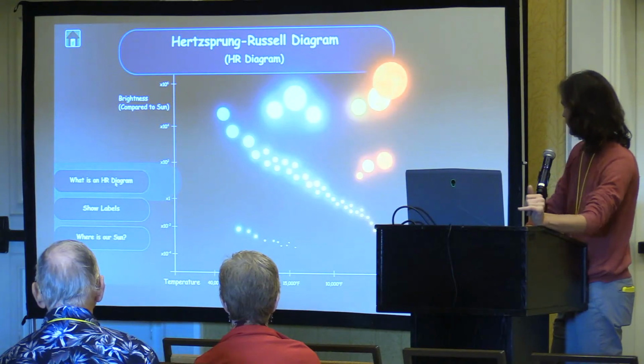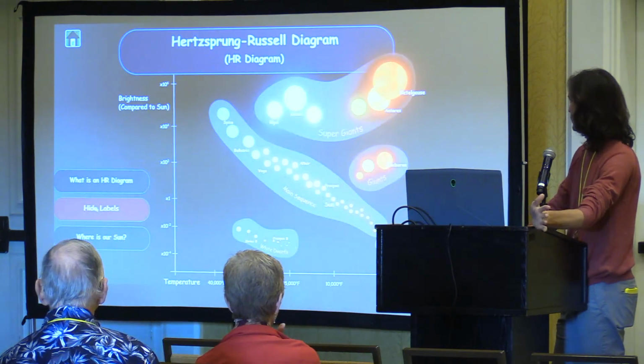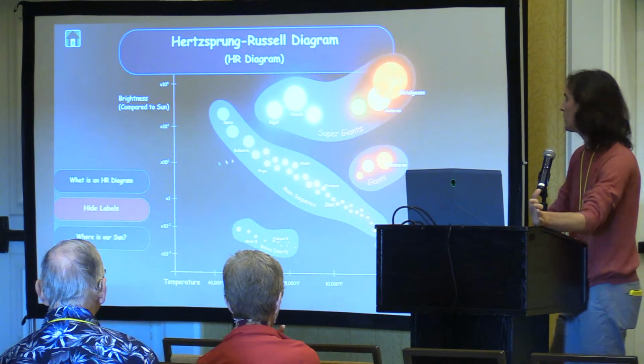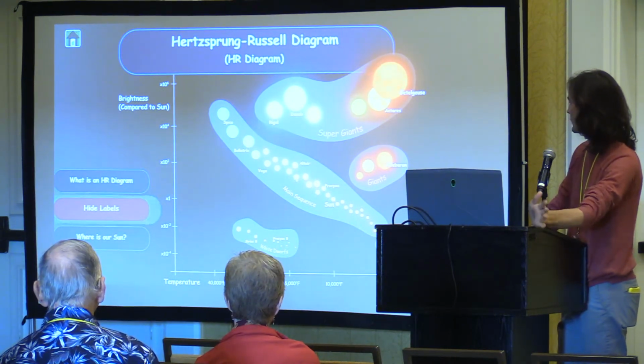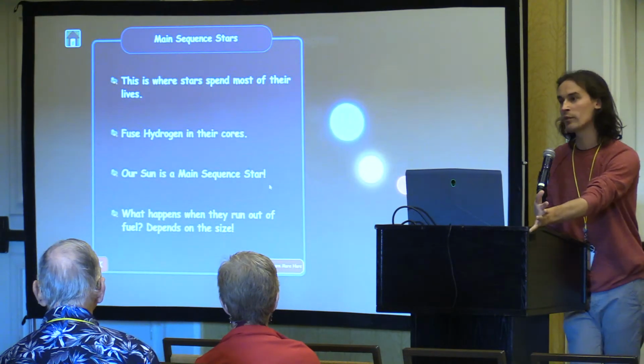But again, like I said, it's a panel-based game. So here we have the different buttons. We have little information on the side. What is an HR diagram? We have different labels showing regions of the HR diagram. But they can also pick on the stars themselves. So we can select a star in the main sequence and learn a little bit more about that.